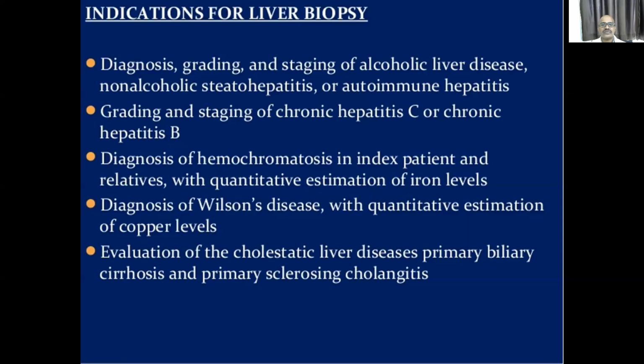For diagnosis of some metabolic disorders like hemochromatosis. In hemochromatosis, there is accumulation of iron. Similarly, in Wilson's disease and hemochromatosis, for quantitative estimation of the iron levels and quantitative estimation of the copper levels, we will do the liver biopsy. So these are the main indications.